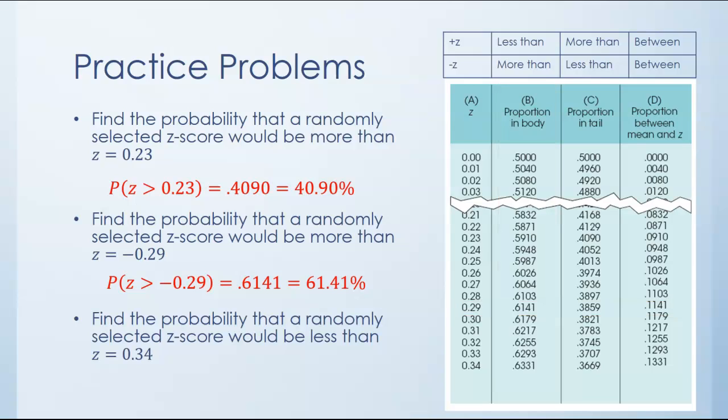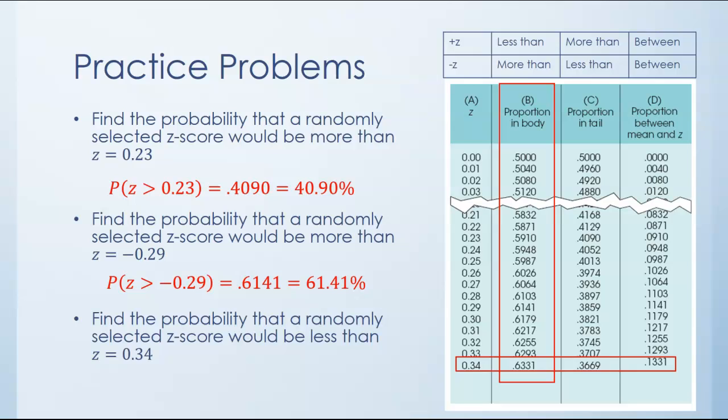Okay, and then the last example here, we want the probability that a randomly selected z-score would be less than 0.34. So this is a positive z-score. We want less than, so again, we're going to use column B since it's a positive and we want less than. We find 0.34 on our list and then use column B, see where those two intersect, and we get the probability of z being less than 0.34 as 0.6331, or 63.31%. If you have any questions on how to use the chart or are confused by it, please just let me know and we can do some additional examples.